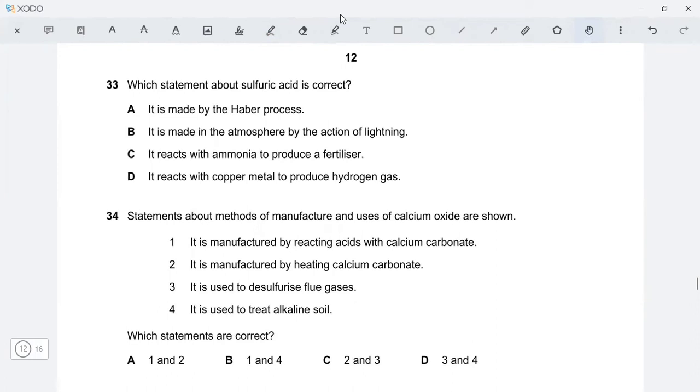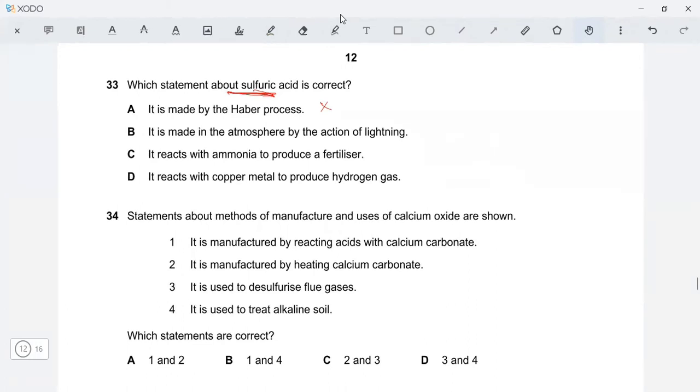It is made by the Haber process. Just now we were discussing ammonia produced. Ammonia is manufactured by the Haber process, so it is an incorrect statement as per the sulfuric acid. Right? Second, it is made in the atmosphere by the action of lightning.